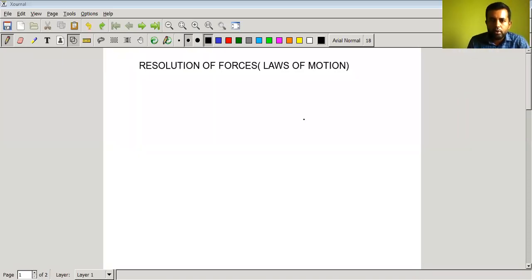In this video we are going to talk about the resolution of forces. Now this concept strictly comes from vectors. We'll try to recall it and apply it. So let us say we have a force F, and we have to find its component. This force component we have to find, or we have to resolve the force.